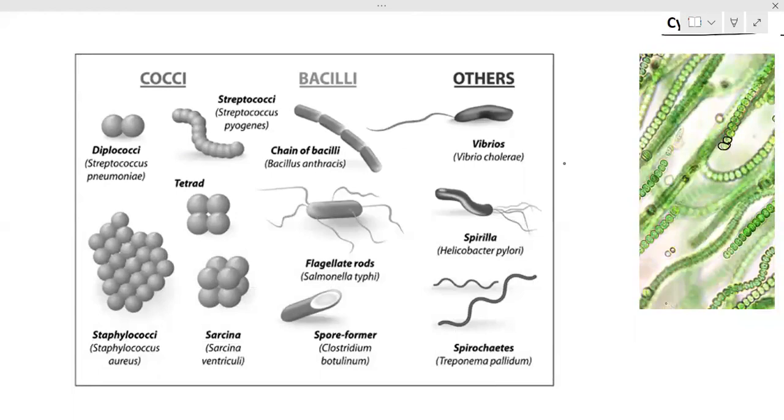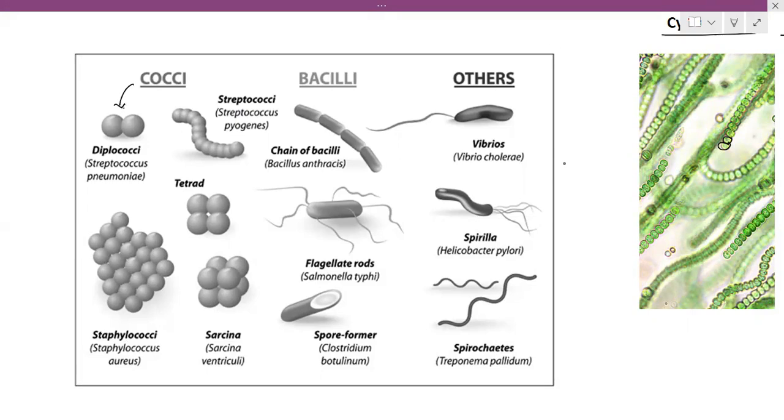So these bacteria come in different shapes, and depending on their shape, there are different names for them. The first one is called cocci. Singular is coccus, plural, multiple, is cocci. Cocci means circular shaped bacteria. When a bacteria is like a ball, a small pebble, it is called cocci.